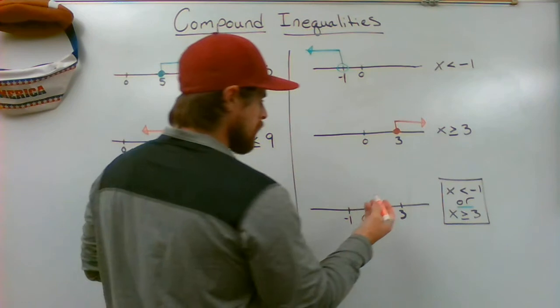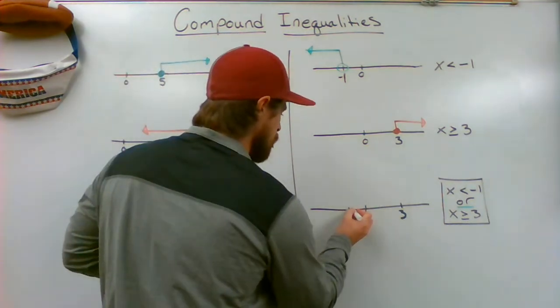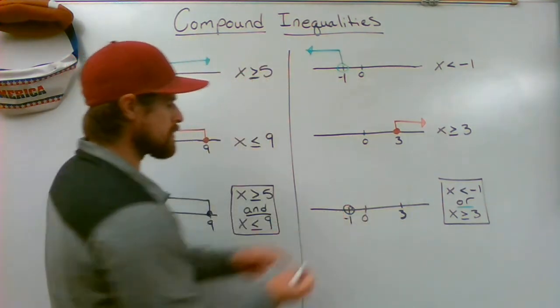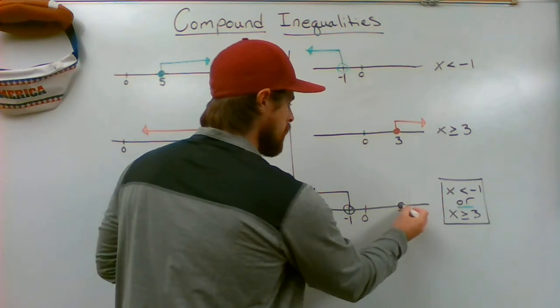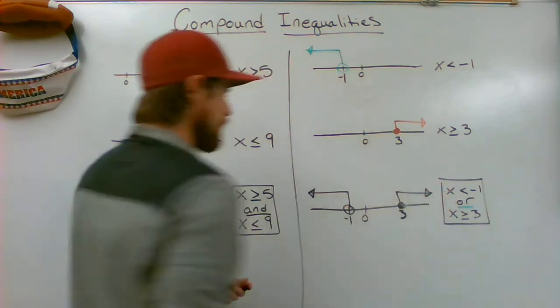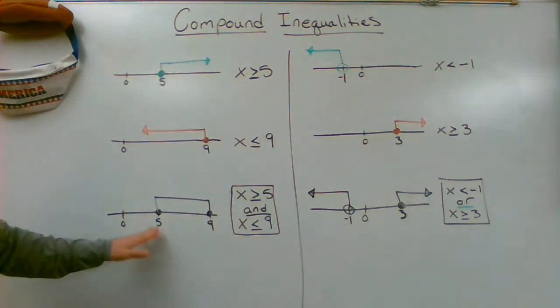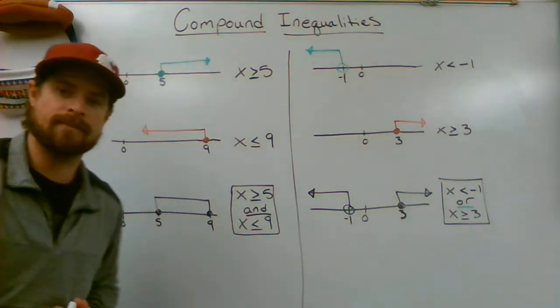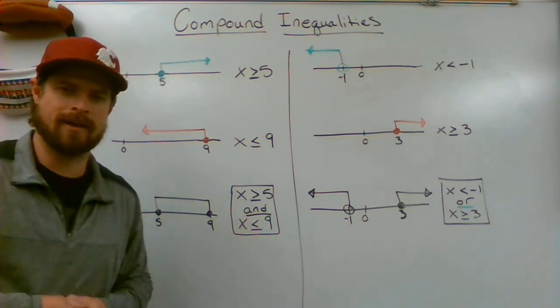So what my overall graph's going to look like is two lines going away from each other. Again, open circle, up and to the left, closed circle, up and to the right. Lines going away from each other is an "or" statement. Lines going at one another, that's going to be your "and" statement. Hopefully that makes sense. Study hard, and good luck on your upcoming test.